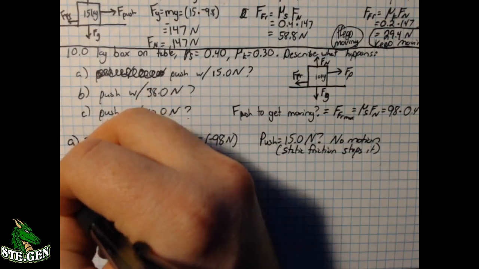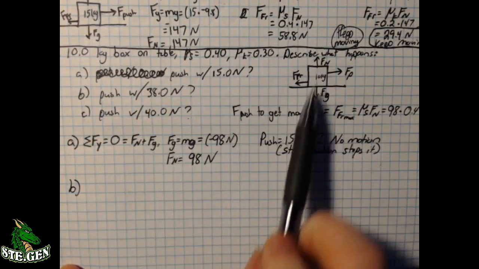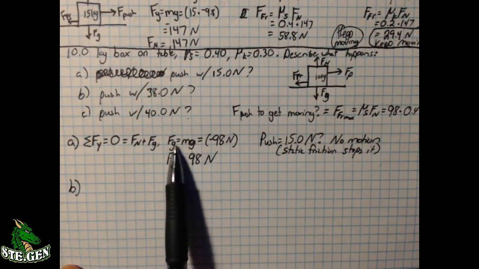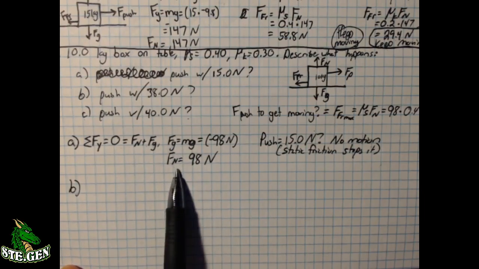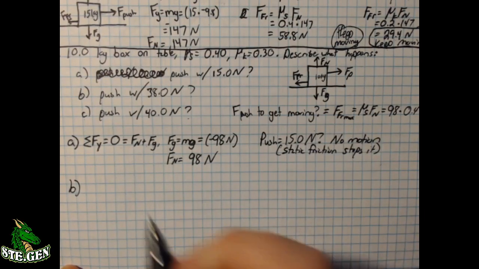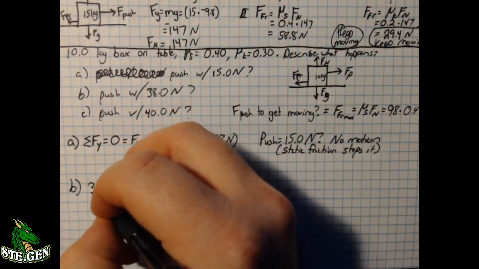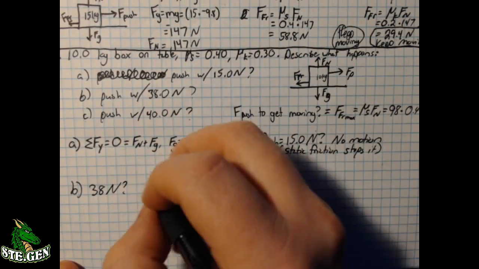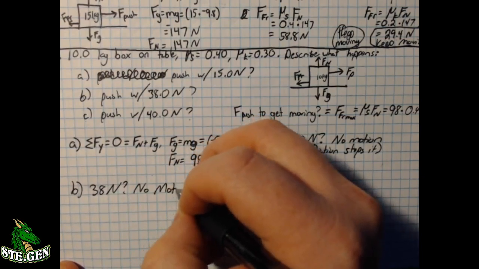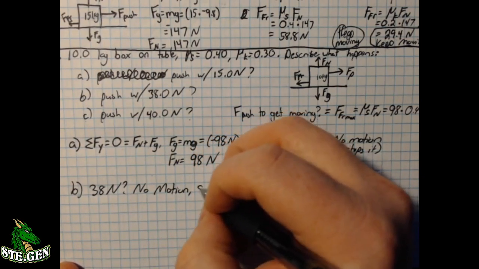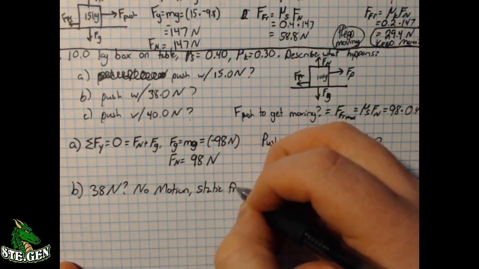Well, what about B? Well, our information is the same. It's still got the same gravitational force, the same normal force. It's still got the same static force. 38 newtons isn't enough. No motion. Static friction will stop it.